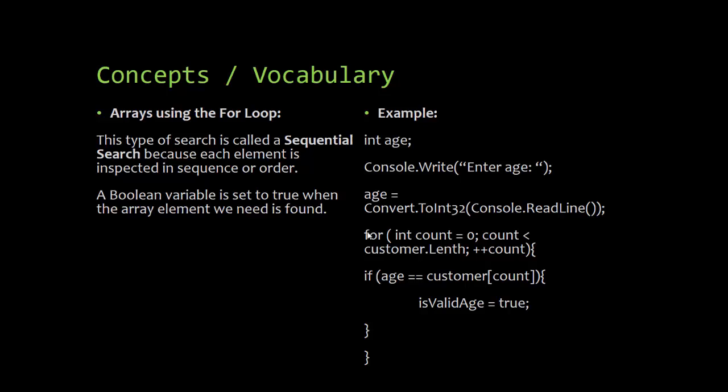And if it does, then we can flag it and say, yes, then isValidAge equals true. If it is never found, then isValidAge would be false, and we would know that it is not in the array.